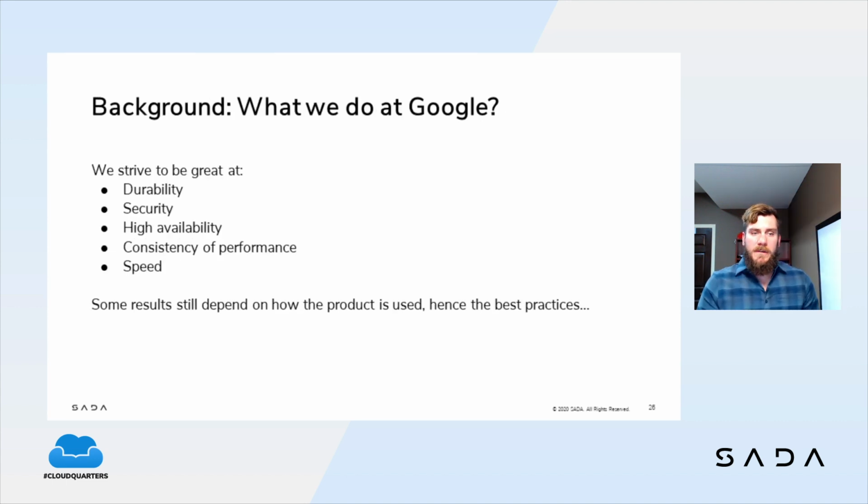So just a bit of background of what we strive to do here at Google: these five key tenets of durability, security, high availability, consistency of performance, and speed. We want to keep those all as high and as consistent as possible. But again, the technology still depends on how you use it. Hence we have some best practices that I'm going to step through next for you.